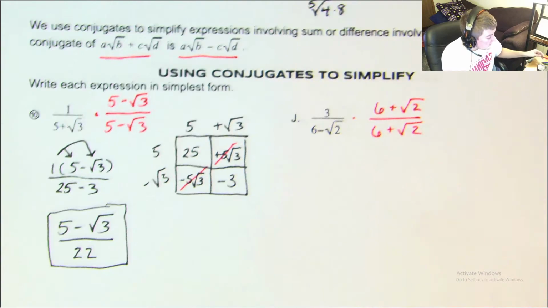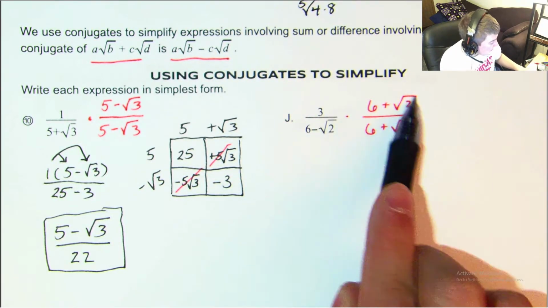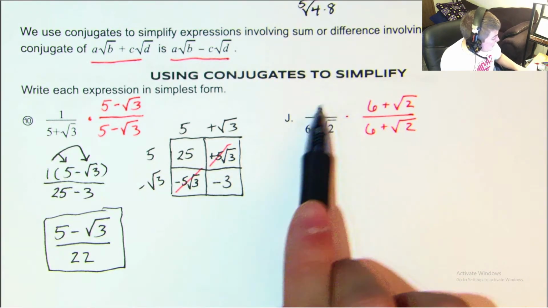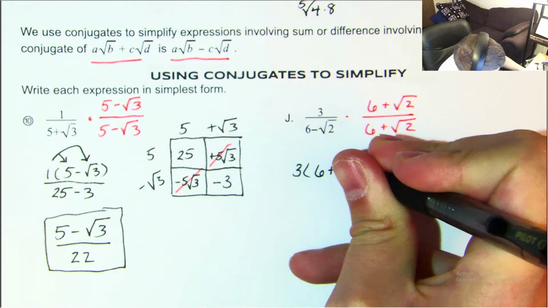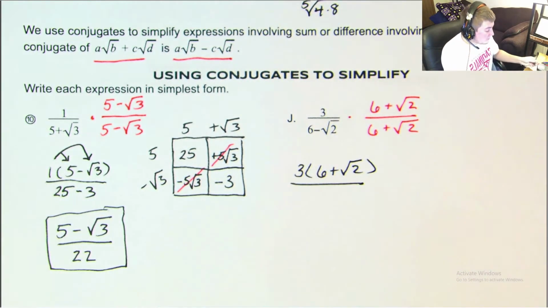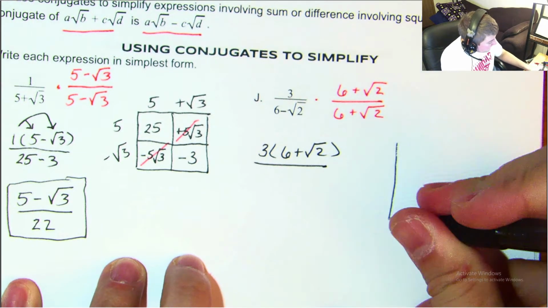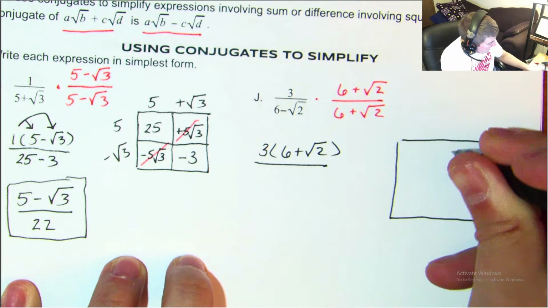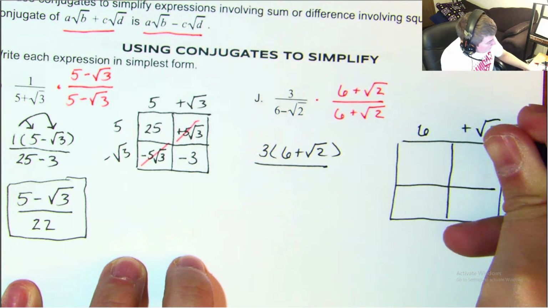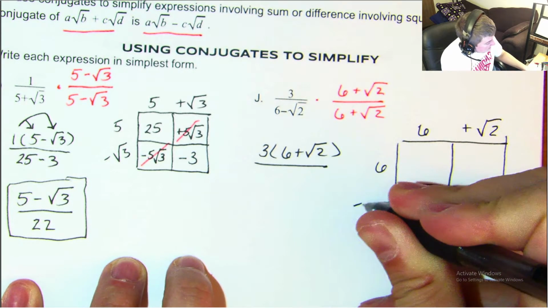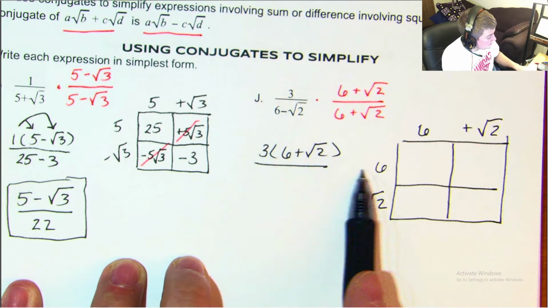Okay, so what do we get here? Well, multiplying fractions is just straight across, so we're going to have 3 times 6 plus the square root of 2 on the top. And the bottom we're going to have to do a little bit of work for, so we're going to use the box method of multiplication. 6 plus the square root of 2. 6 minus the square root of 2.